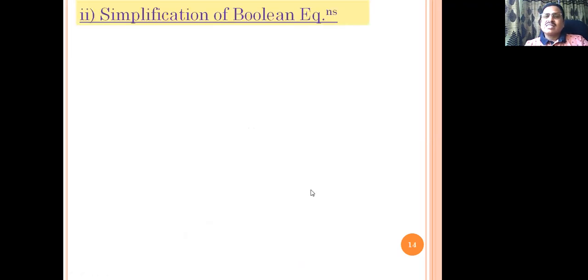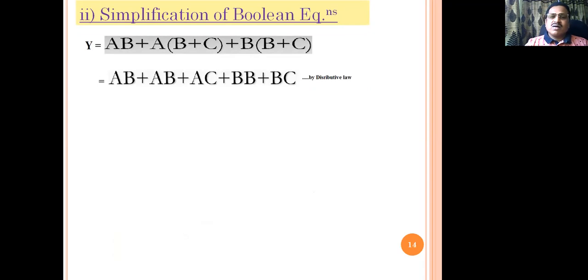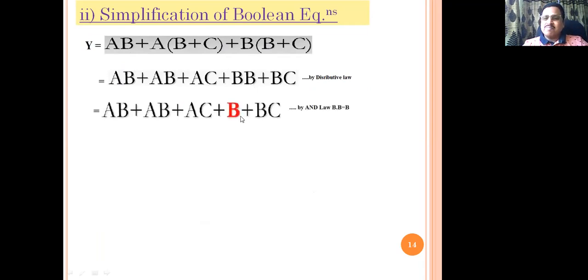Let's see now the simplification of the equation by the laws of Boolean algebra, step by step. By the distributive law, spread the A inside the bracket. The first term remains as A and B, or A and B, or A and C. Then B and B, or B and C. This is by the distributive law. Now B and B, we know by the AND law, is simply B. The remaining terms are as they are.